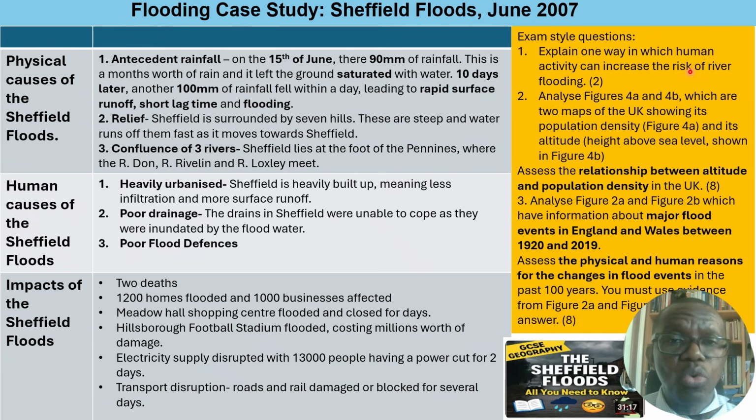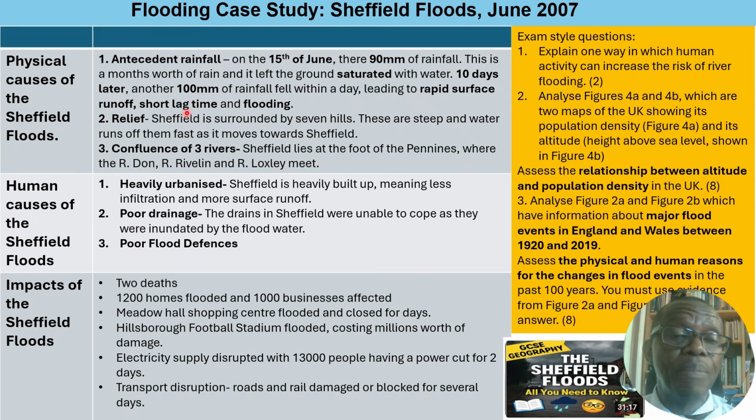Now, when talking about the physical causes, one of the causes was antecedent rainfall. Now, on the 15th of June, there was 90 millimeters of rainfall that fell in Sheffield, and this is a month's worth of rainfall. And of course, this left the ground fairly saturated with water. And then 10 days after the 15th, so on the 25th, another 100 millimeters of rainfall fell. Now, because the ground was already saturated, there was now a lot of surface runoff, which led obviously to a short lag time with the water reaching the river very fast, and that is what led to the flooding in Sheffield.